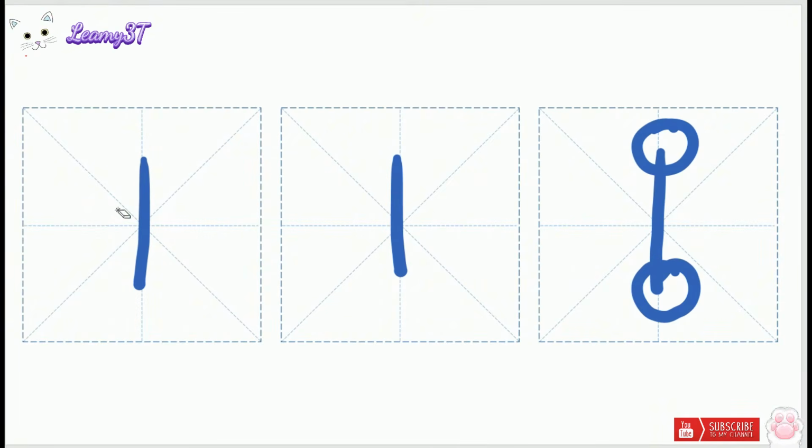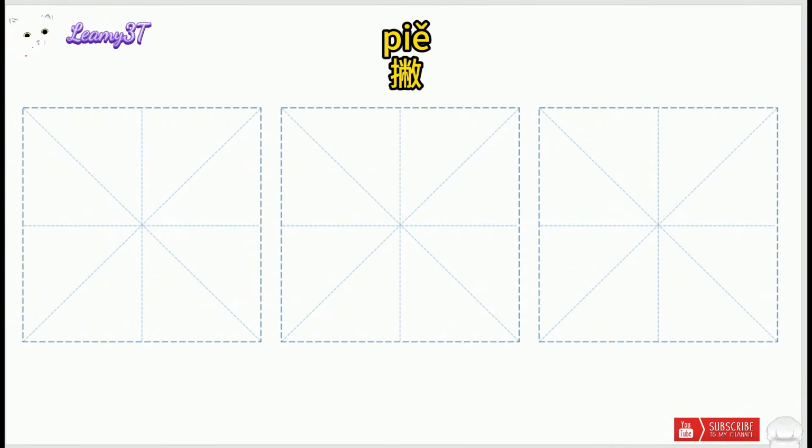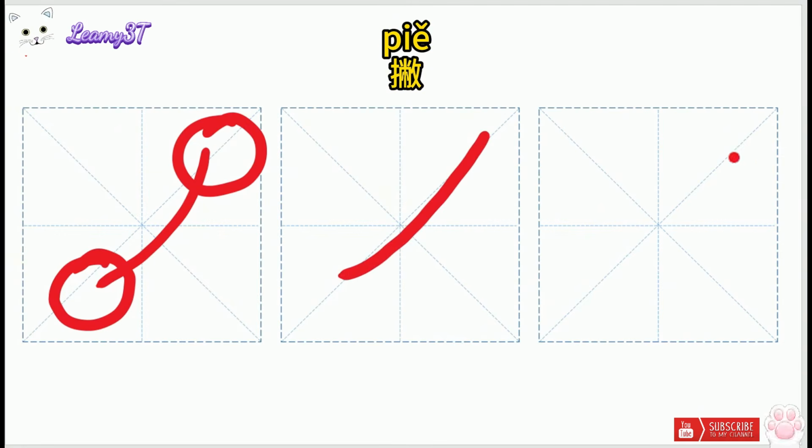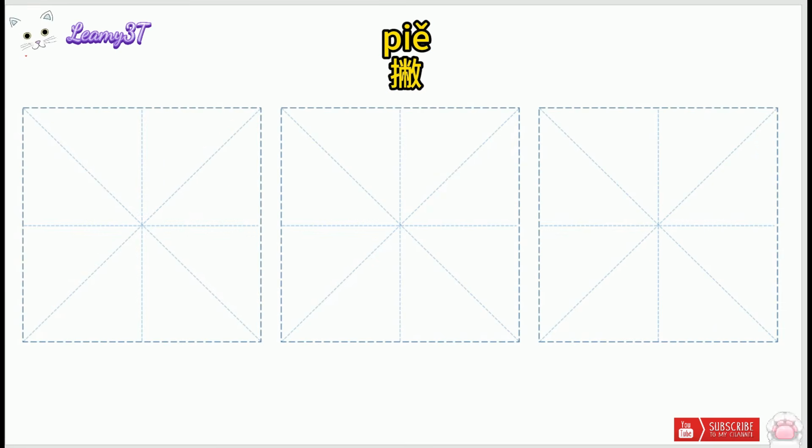Next, it's time to write pie. Pie. When you write pie, please note that it gradually becomes thinner from the top right to the bottom left. Now you see why I need to write in the grid notebook? One more time. Pie. Again, say pie. Good, good. It's like drawing a curve with a little bit of bend. One more time. Pie.